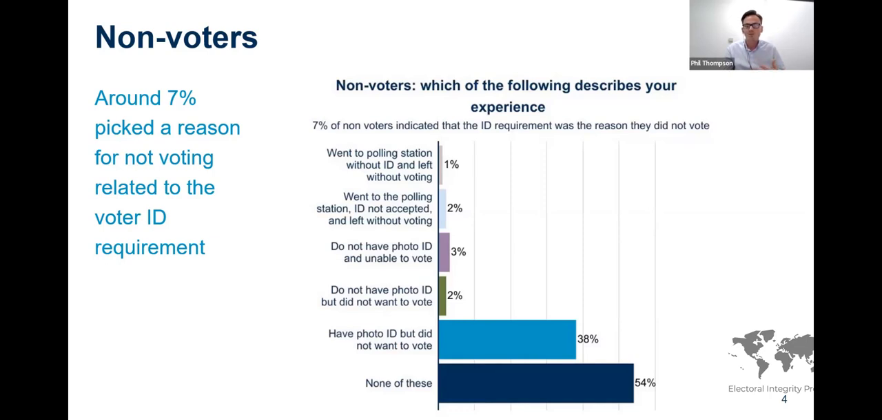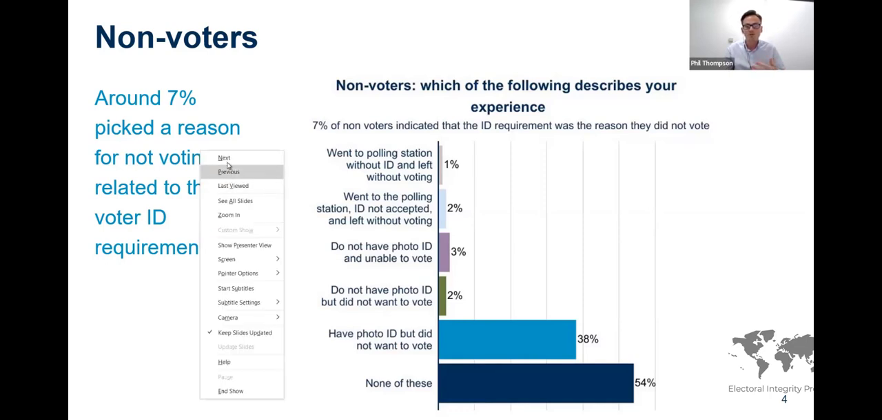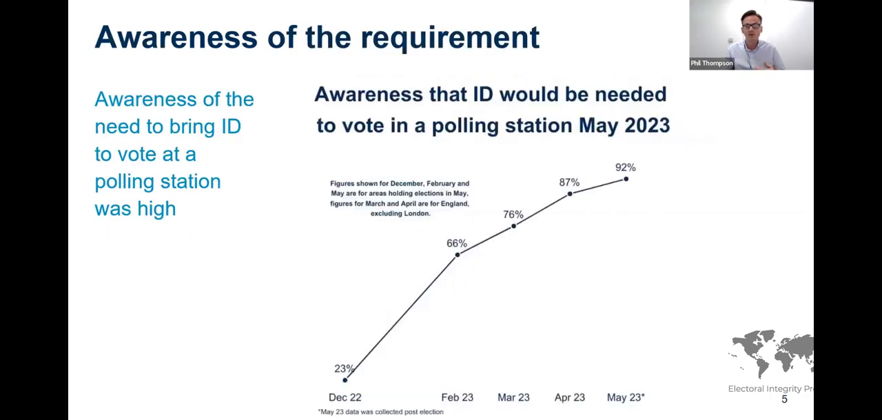And one of the obvious reasons may be around whether people knew that they had to bring ID or not. So we did look at public awareness, not least because we have a role in running public awareness campaigns to tell people that they need to bring ID, that they need to register to vote, things like that. Awareness was very low at the end of last year. Obviously, in England, you've never had to do this before, but it did steadily increase, and it was quite high, really, by the time we got to polling day. So that headline level of awareness, 87%, 92% of people who knew that they needed to bring ID to vote.